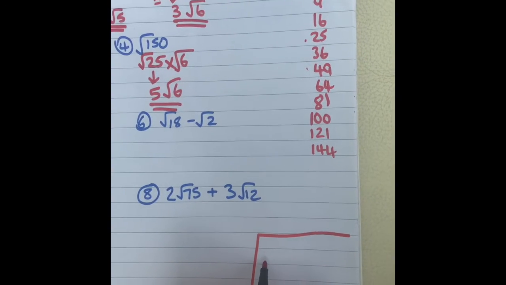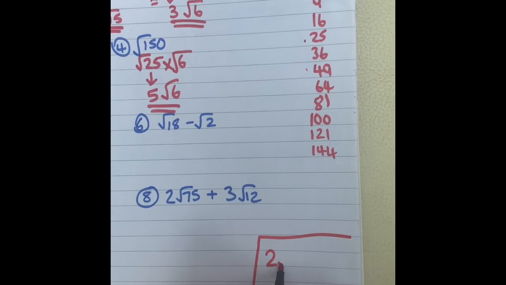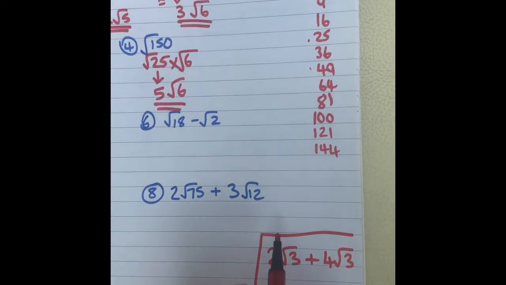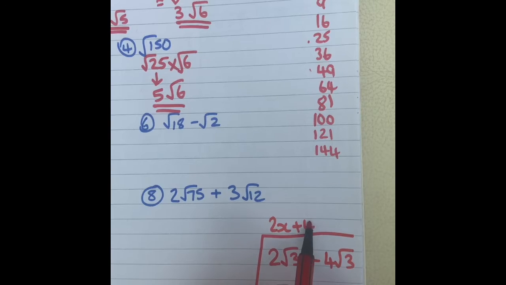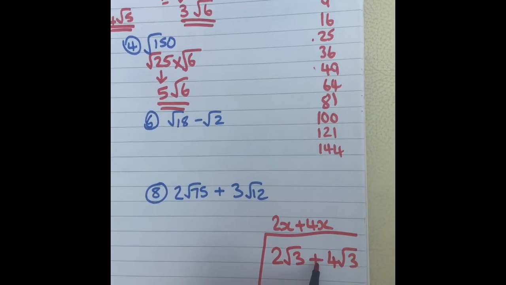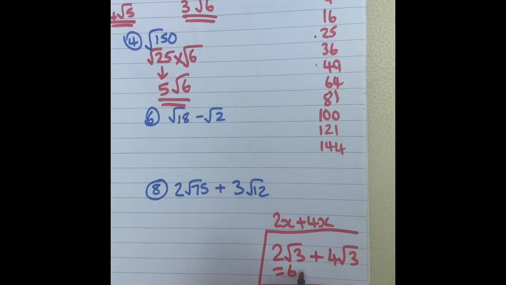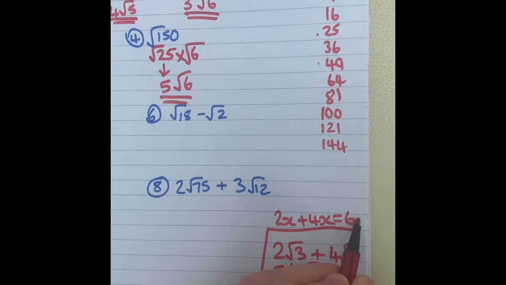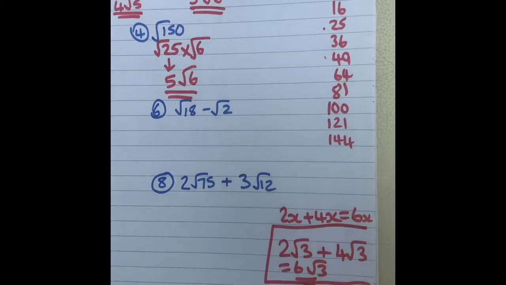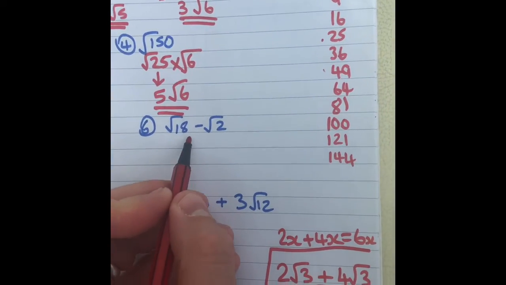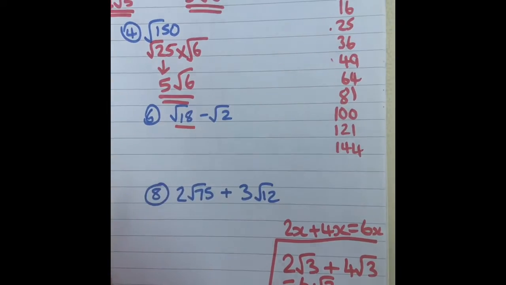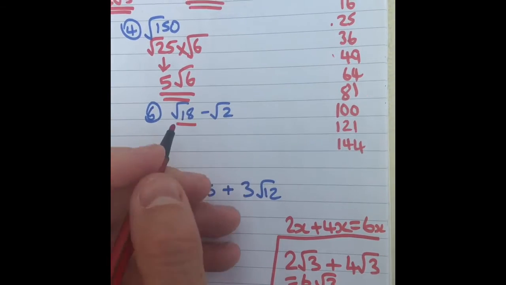From one of the previous clips, I said that, for example, 2 root 3 plus 4 root 3, you treat that as if it's 2x plus 4x. Well, 2 root 3 plus 4 root 3 is 6 root 3, because 2x plus 4x is 6x. So I want to try and make this root 18 into something else that's got possibly a root 2 in it, because that one won't go down any simpler.